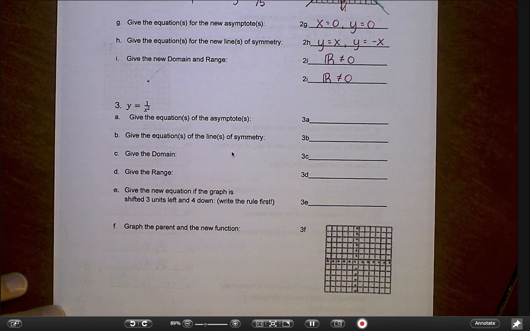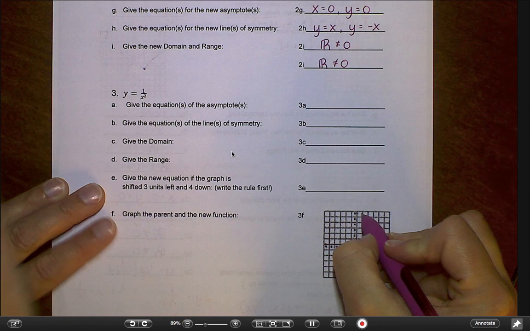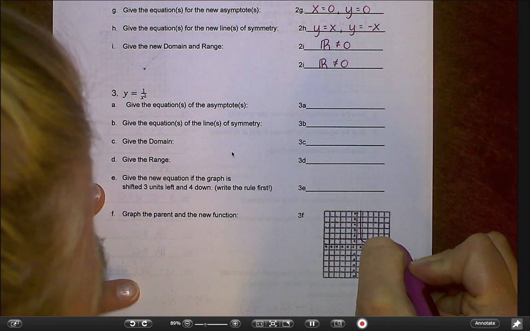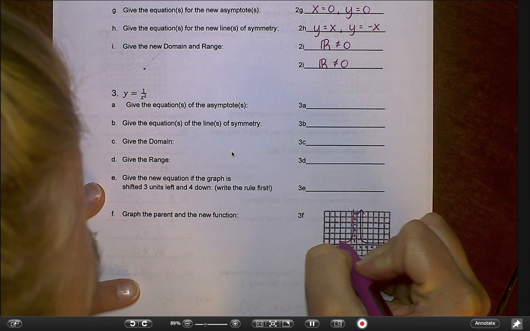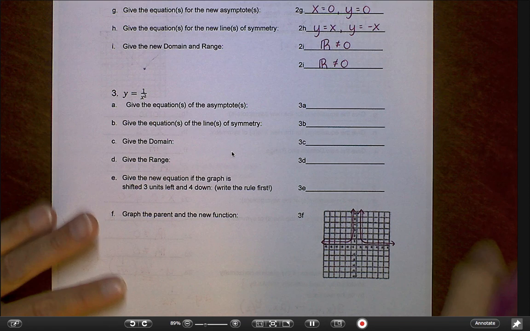Number 3, y equals 1 over x squared. And again, I'm going to jump down here and draw the graph first. I don't think I'll waste your time with the table this time. I think I'm just going to sketch it for you. So 1 over x squared looks like a hyperbola, but it's side by side. Okay. So there's my parent function.